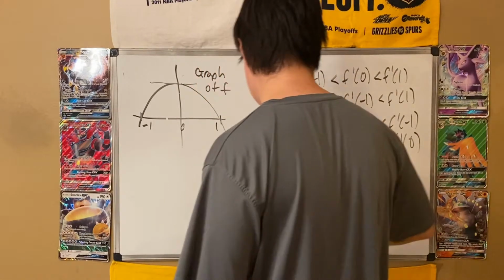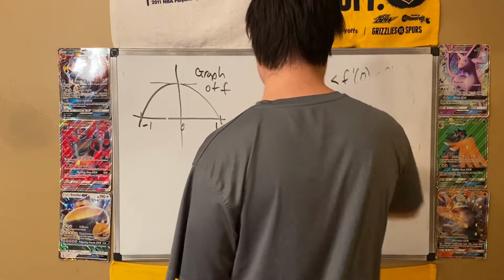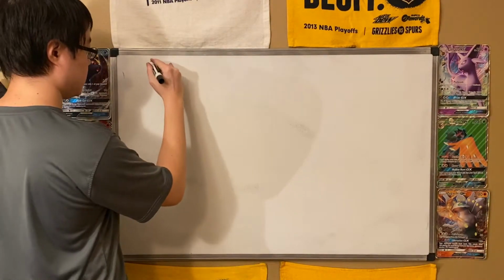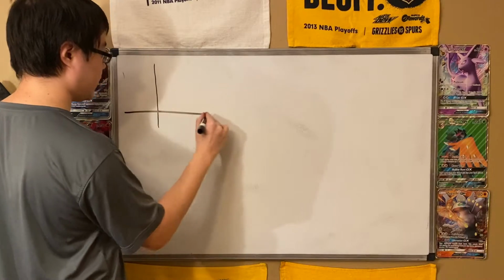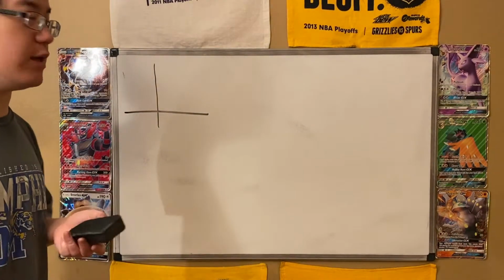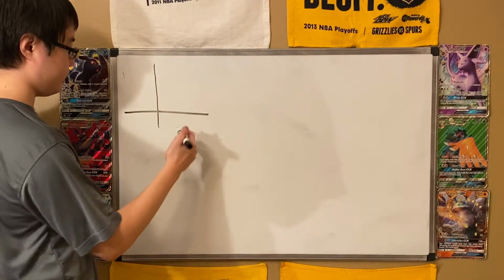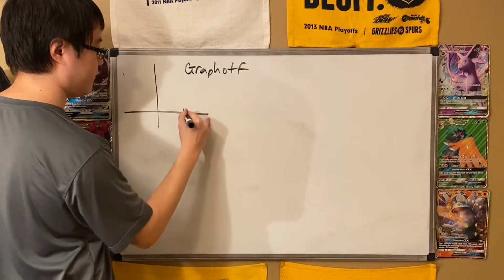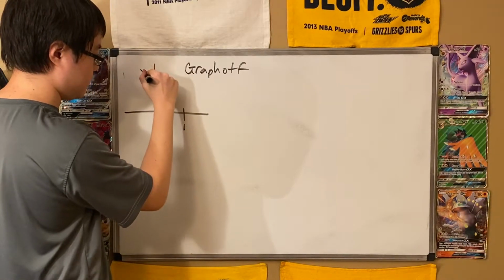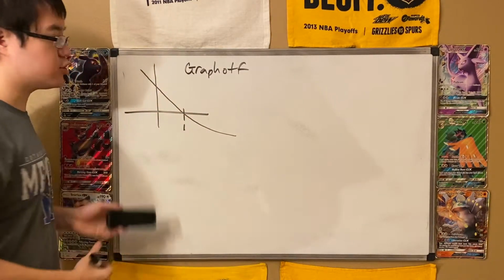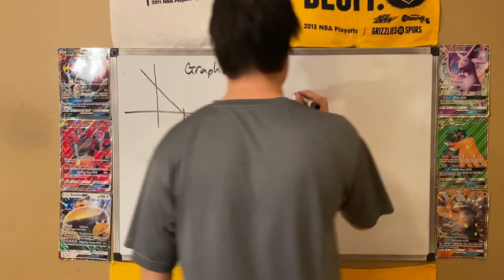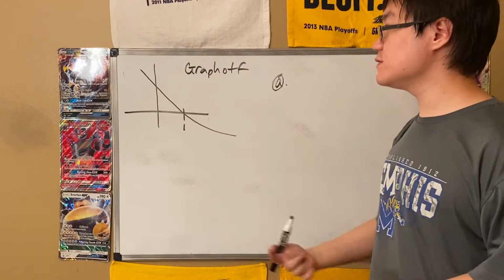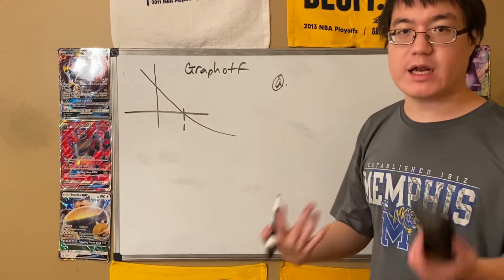So let me erase this. Let's do something like this. So we're going to have this guy right here. And instead of dealing with 3 points, let's just deal with the same single point. So we're going to have a graph of f as well. We're going to have this point 1, and our graph is going to look something like this. And we're going to try to sort 3 other things. The 3 things we're going to sort are f of 1, f prime of 1, and f double prime of 1.